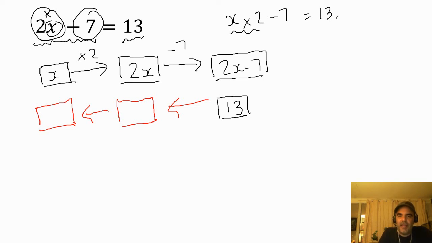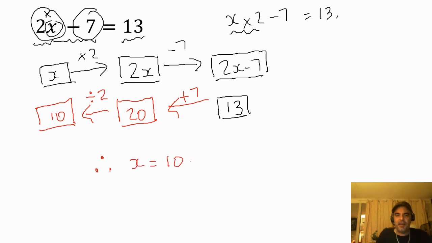Let's start with the first bit here. Our first arrow is the opposite of minus 7. If we're backtracking, we're going in the opposite direction, so we do the opposite, or the inverse. The opposite of a minus 7 is going to be a plus 7. The other operation was times 2, so the opposite of times 2 is dividing by 2. So let's follow the flowchart. Start at 13, then we plus 7, which should hopefully give us 20. Then we divide that number by 2 and we get 10. So the solution we got there is x is equal to 10.